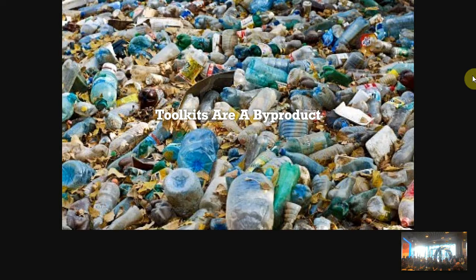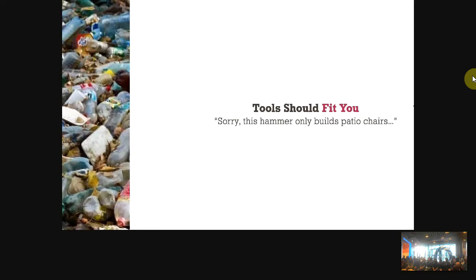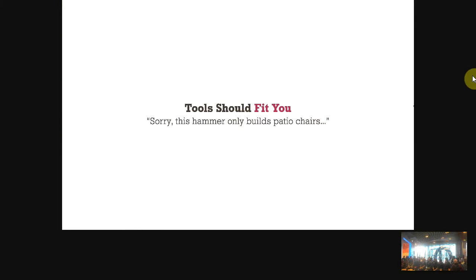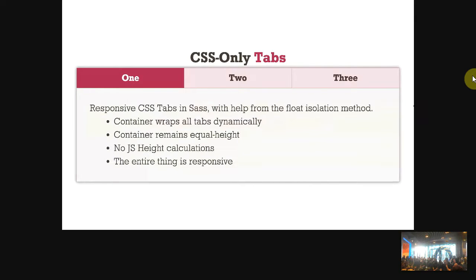While you're developing, toolkits can be generated to help with your system. And the tools should fit you. It's crazy to think that you would have a hammer that only builds patio chairs. And sometimes I feel like that's how our frameworks look. Our toolkits build one thing, and we just have to build that thing over and over again, changing the color of the paint. And that doesn't seem reasonable to me.